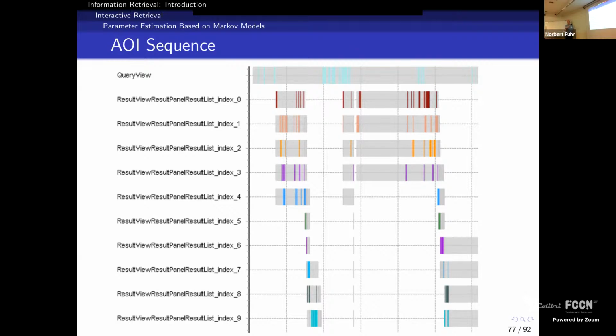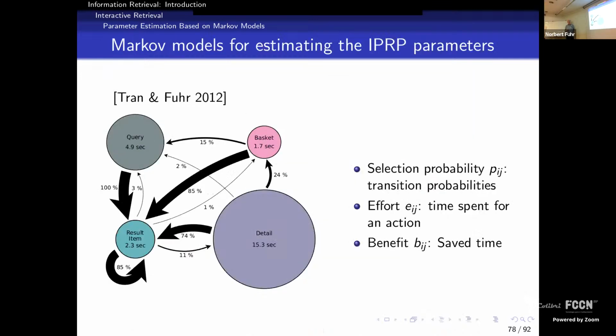Okay, so we combined the eye tracking data with logging data, so the user was actually clicking or submitting another query. And based on that, we were able to derive this Markov model. So here we have 4 states, the query, then the result list with the different result items, then the details, and then the basket. And the size of these circles denotes the time.